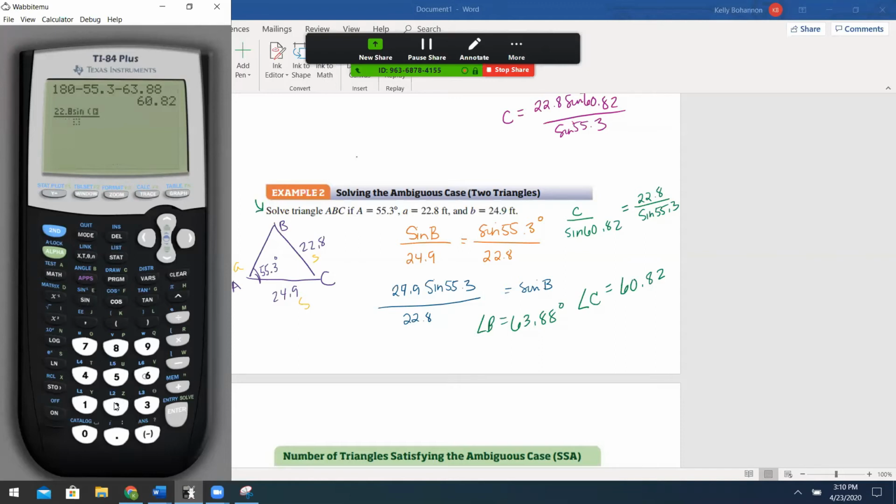So far, this is all exactly like what we did last time, solving a triangle in section 7.1. The difference is going to come right after this. All right, so side C is 24.2.